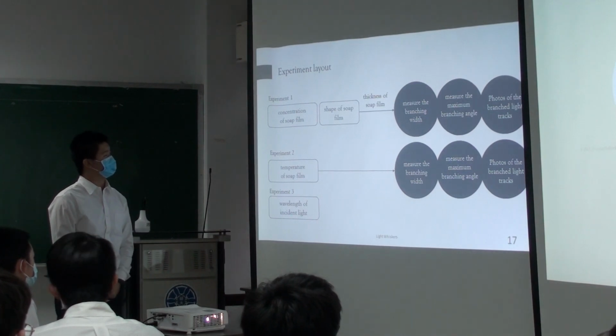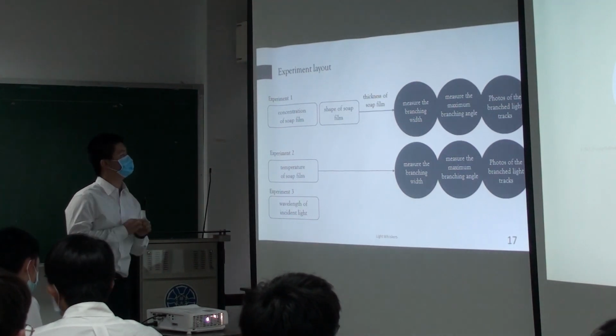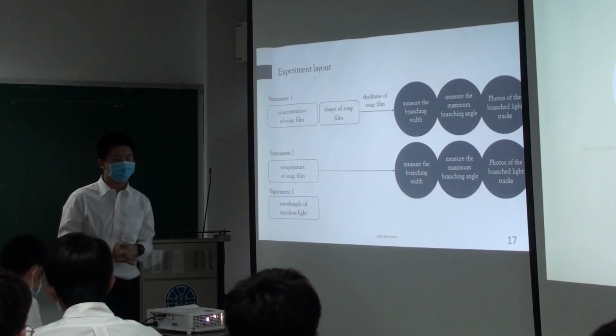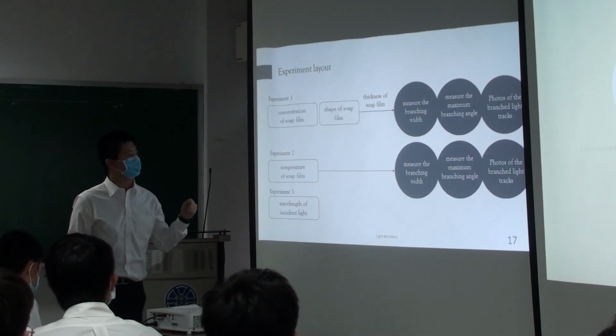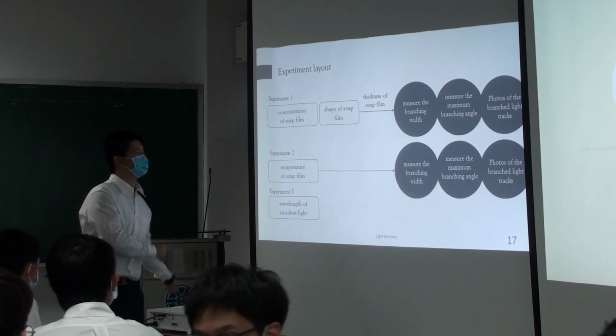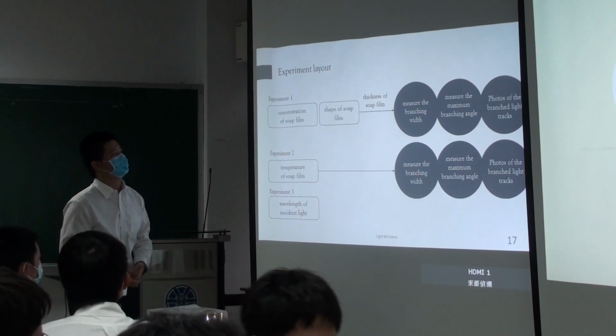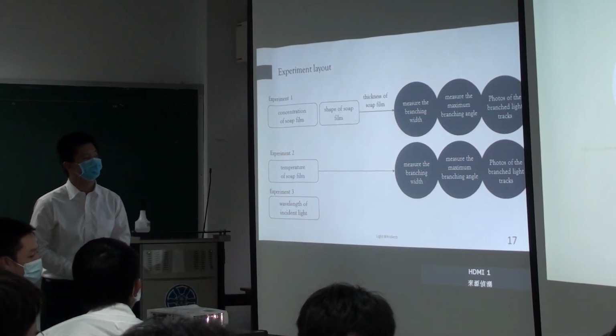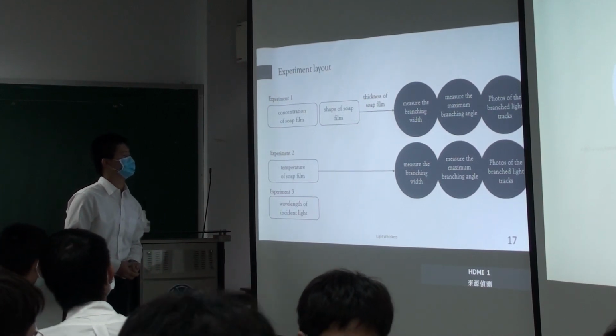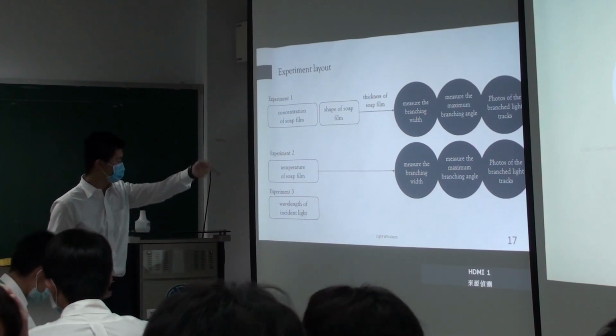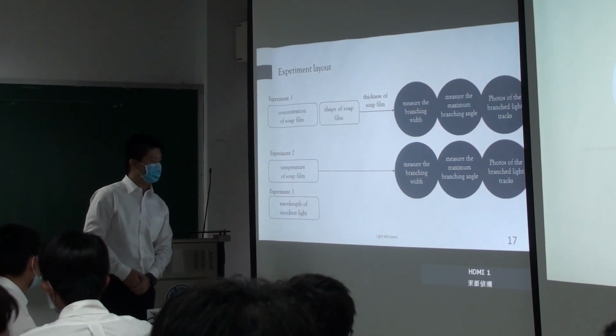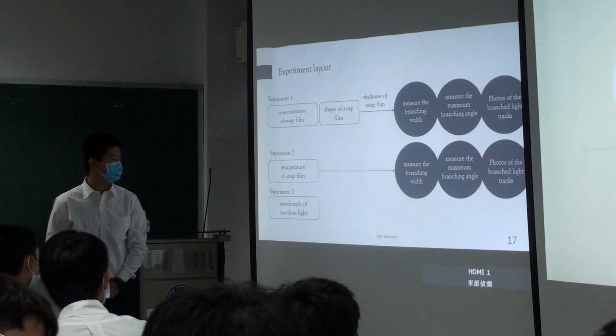Experiments. Experiment 1, we basically want to control the concentration of the soap film and the shape of the soap film. When we get the thickness of the soap film, we can measure the branching width, the maximum branching angle, and take photos of the branch light tracks. For experiment 2, we want to discuss the temperature of the soap film. Same thing. For experiment 3, we want to know the wavelength of our incident light.